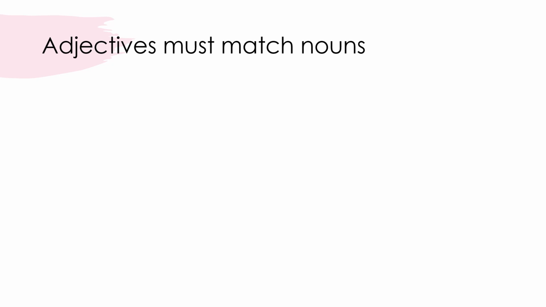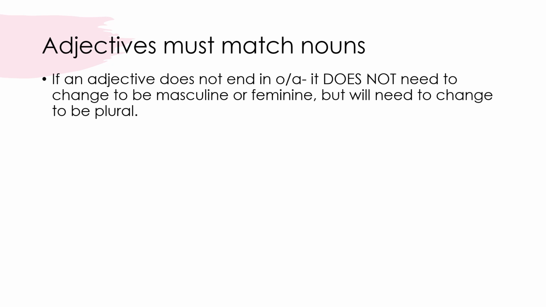So the first thing to take note of is that if the adjective does not end in an O or an A, it doesn't need to change to be masculine or feminine. It just automatically is both. It can go either way. An example would be verde, green, which is going to be masculine or feminine as is. You don't need to change it around. You do, however, need to make it plural if the noun is plural.